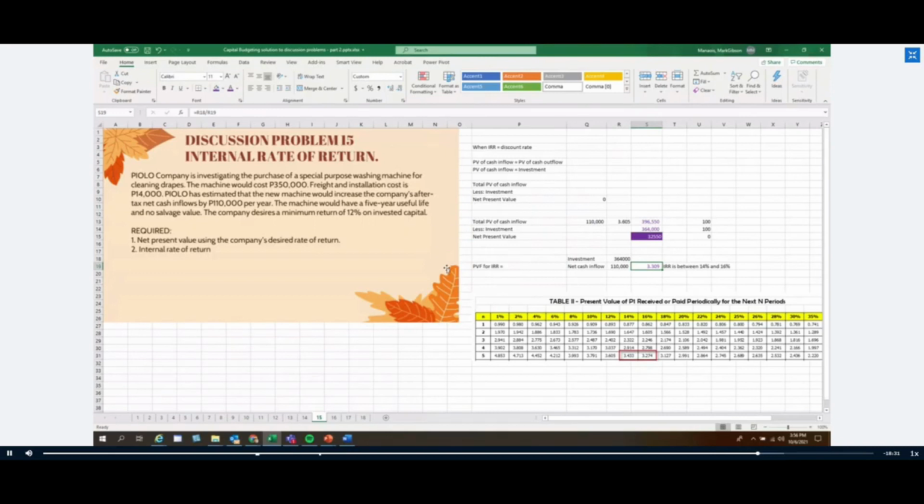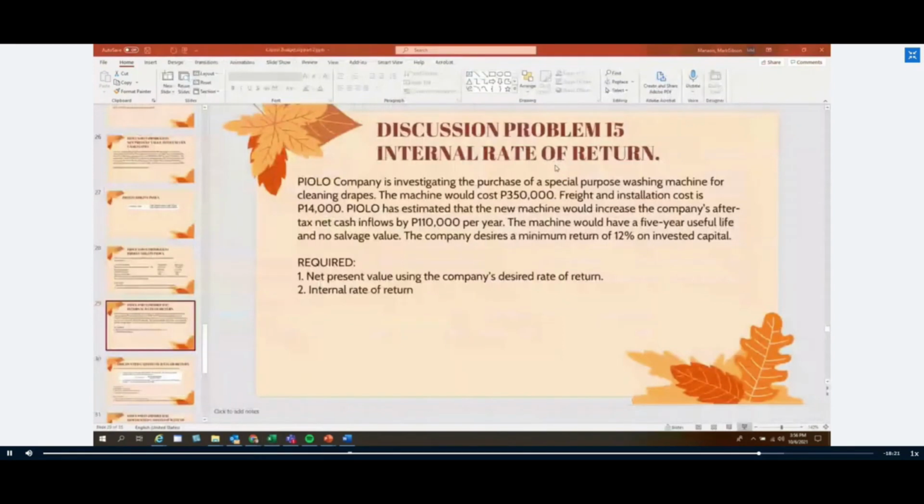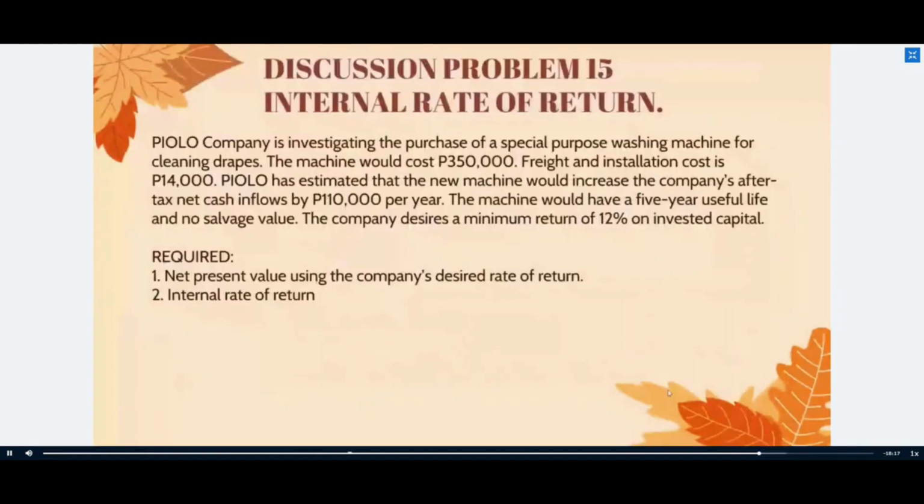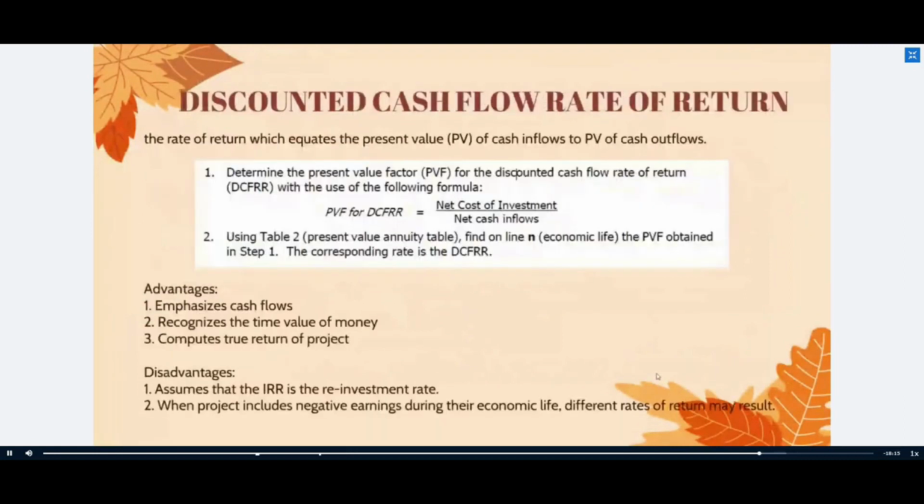That is why you're doing trial and error here. So that's how to compute IRR. Okay. That's problem 15. Next, we have the discounted cash flow rate of return.